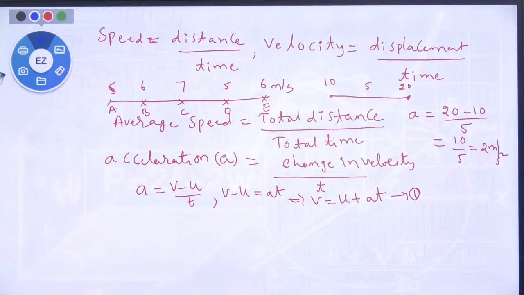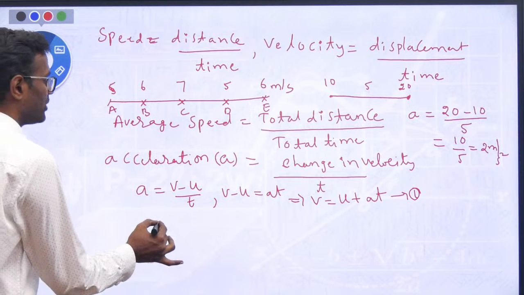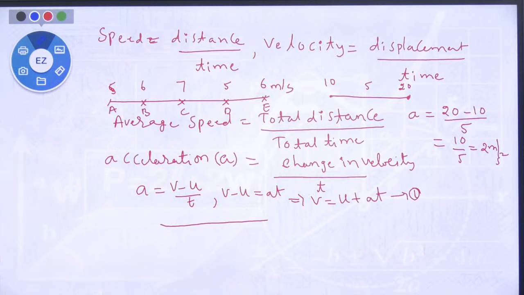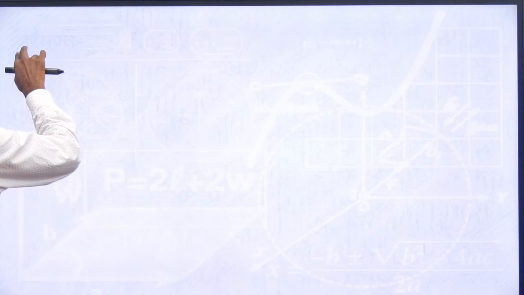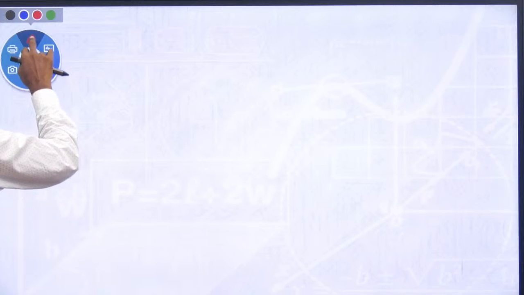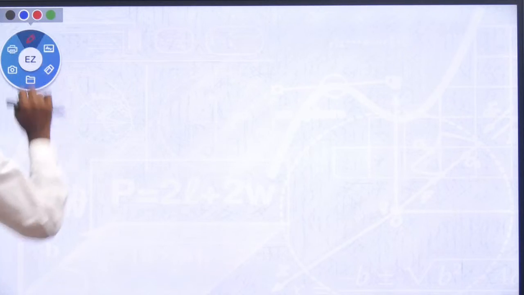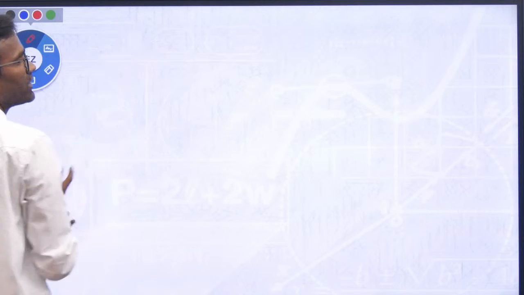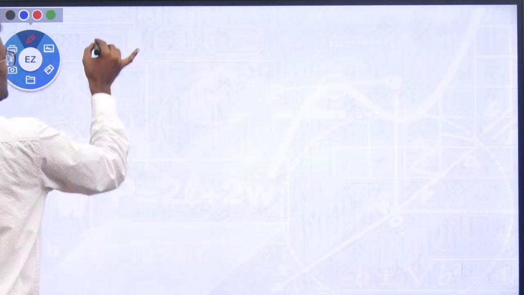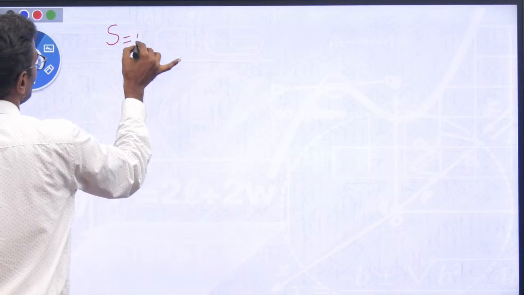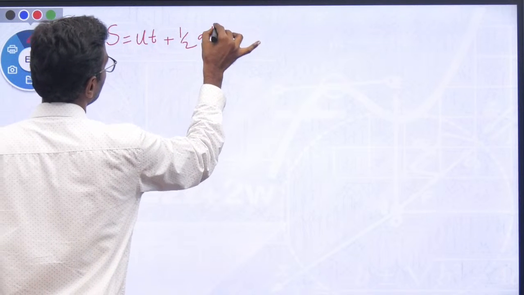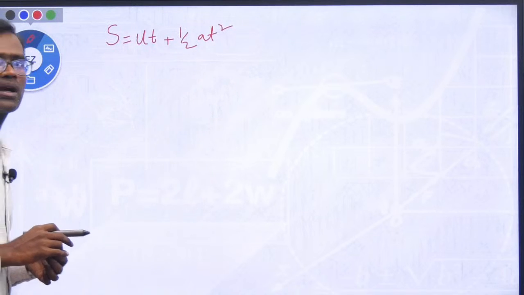Second point. You want to travel from one place to another place. So we are going to derive the second equation of motion: s equals ut plus half at square. So this is the second equation.